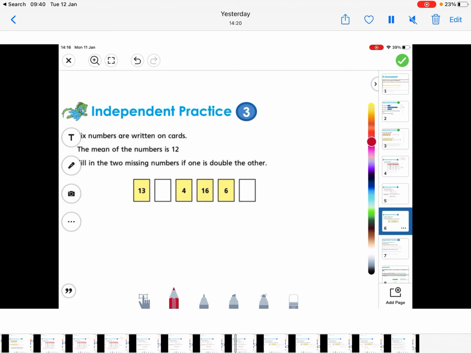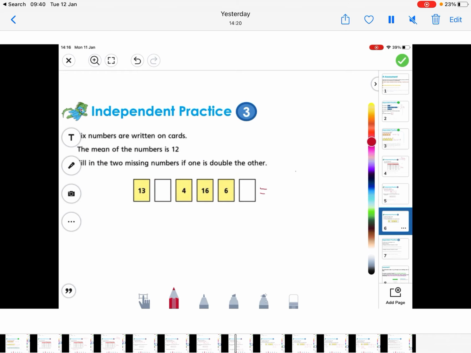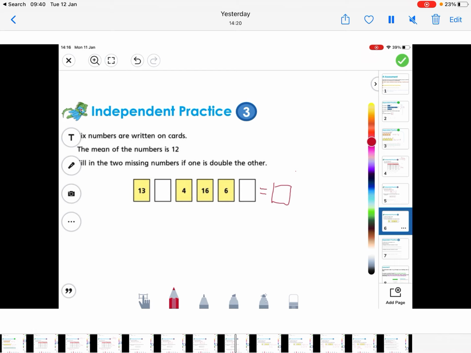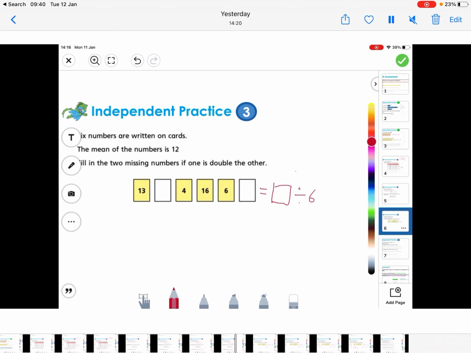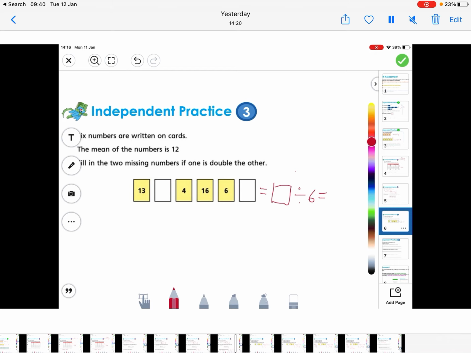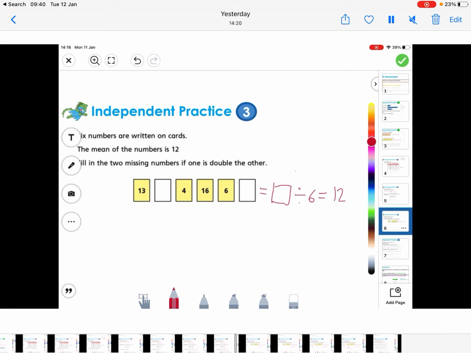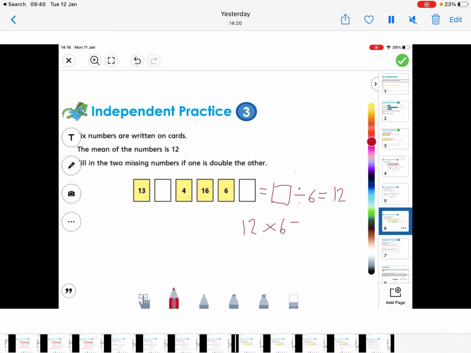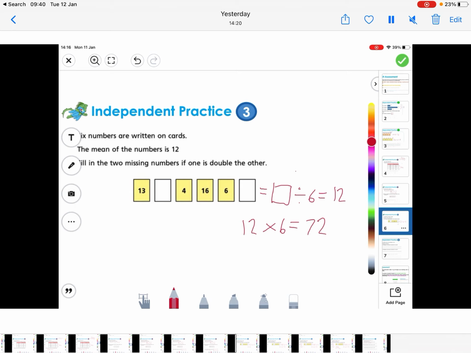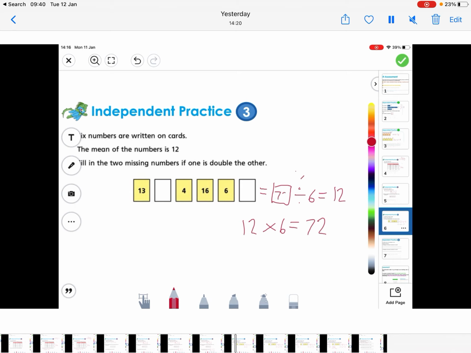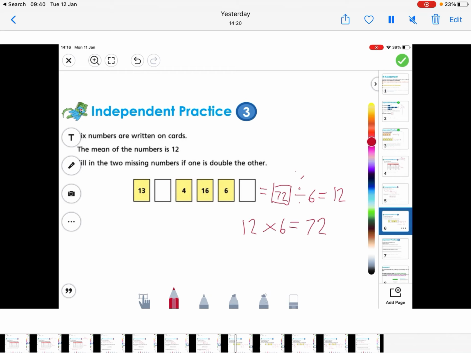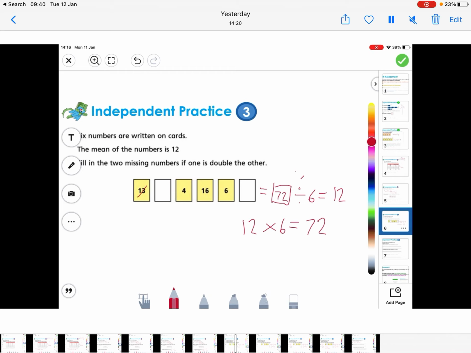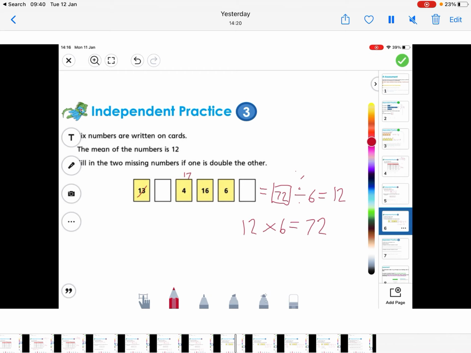Slide number 6. 6 numbers are written on cards. The mean of the numbers is 12. Fill in the missing 2 numbers if one is double the other. So I've got the numbers here and I've got 2 blanks. They equal something, but when divided by 6, because there'll be 6 numbers, they equal the mean of 12. Again, if I use the inverse, 12 times 6 equals 72. So I know all the 6 numbers added together will equal 72.